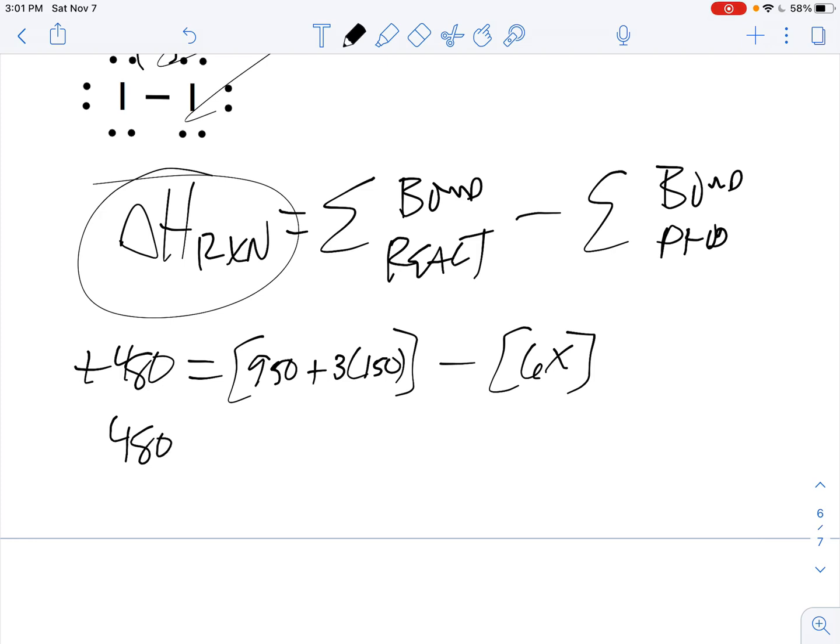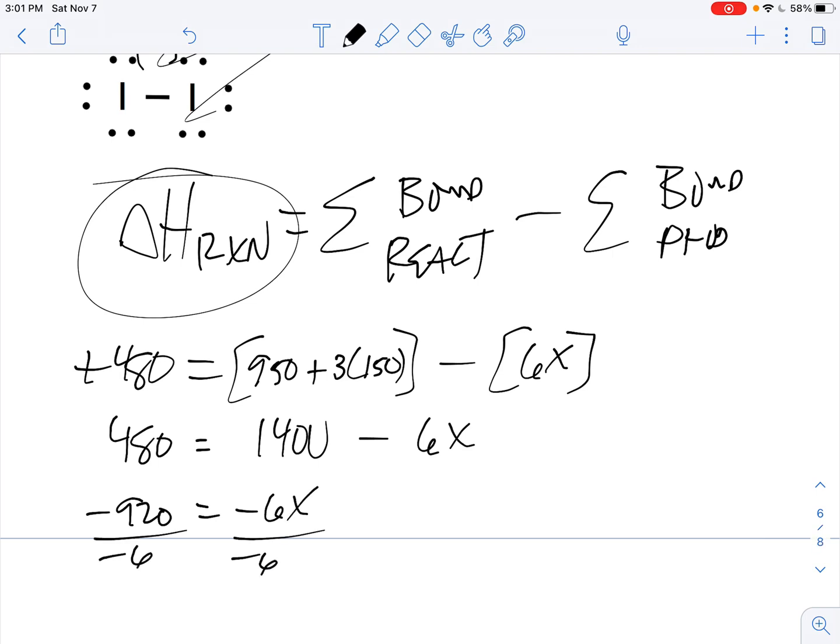So at this point, it's just math. So I've got 480 is equal to, what is that, 450 and 950 is 1400. And that's going to be minus 6X. So 480 minus 1400 gets me negative 920 equals negative 6X. Divided by negative 6 gets me, each one of those bonds is 153 kilojoules for each of those bonds.